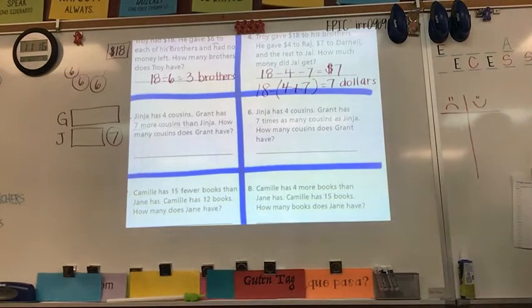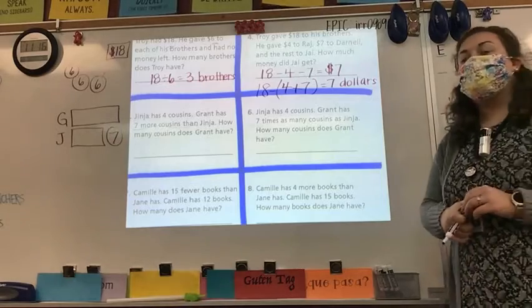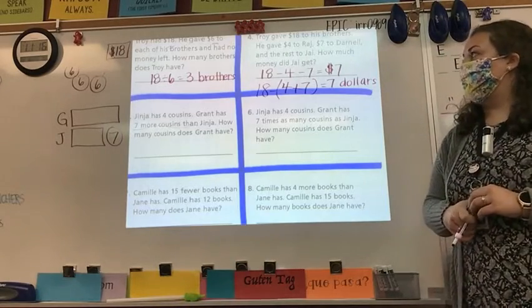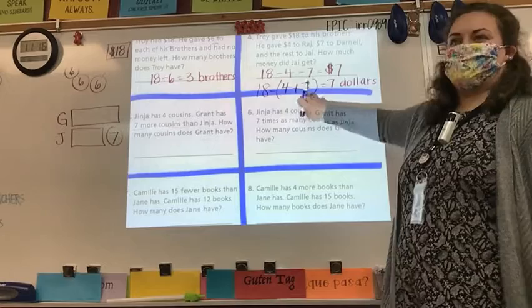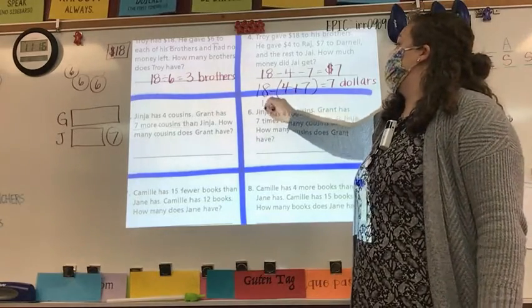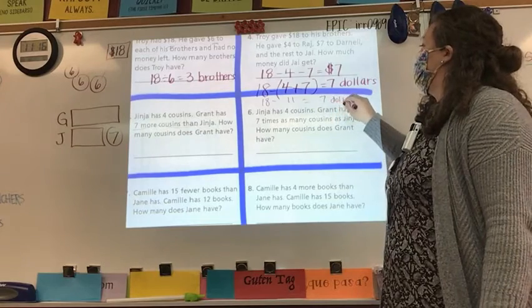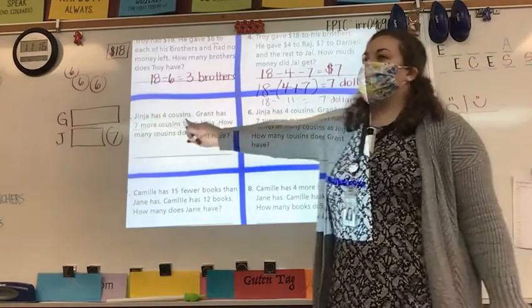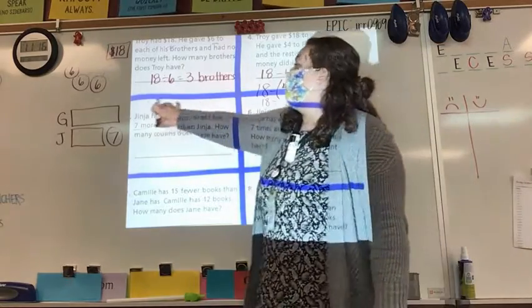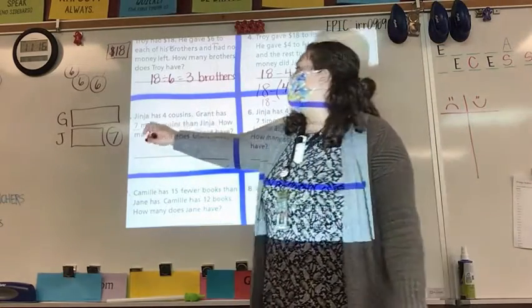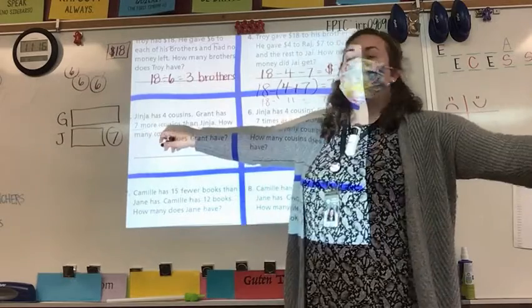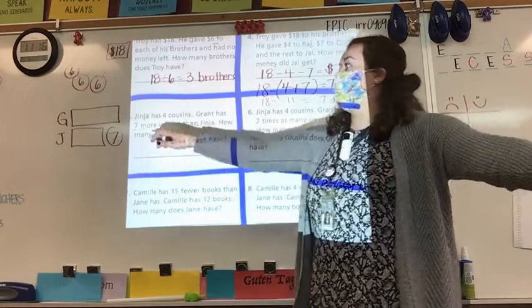What other information can we plug into our comparison bars? Dax? Well, I did something else. I did 18 minus 11. Oh, that's what we did for this one. Yep, that was 18 minus 11 up here. That totally worked. But Dax, right now, we're on this problem here. And I already plugged in that Grant has 7 more cousins than Jinja. What other information can I plug into my picture?